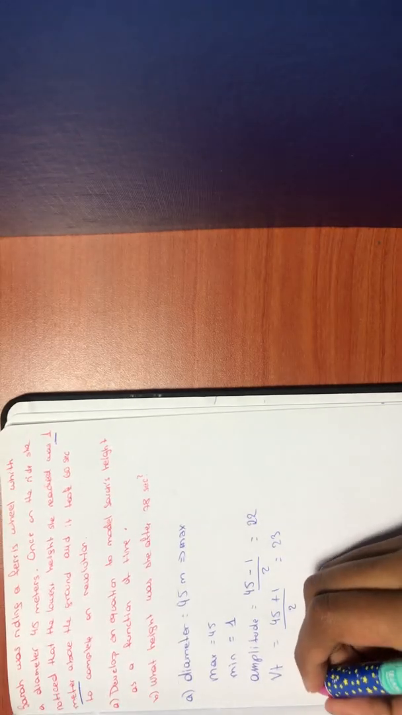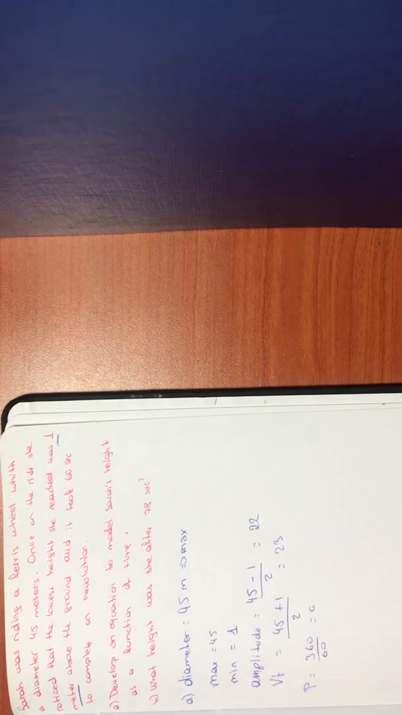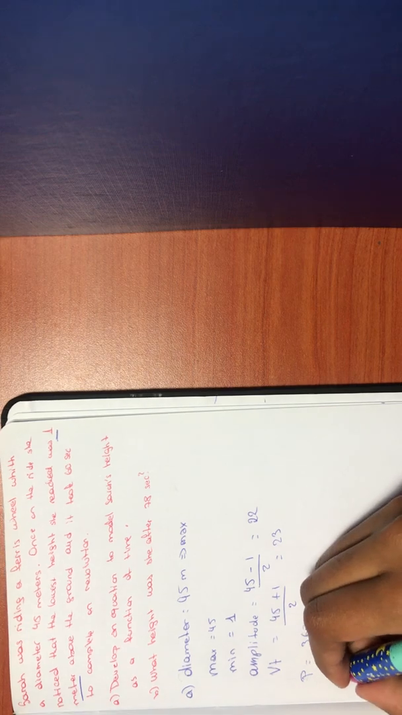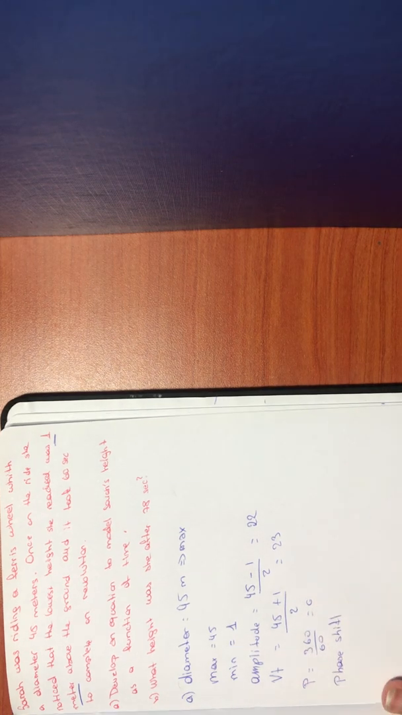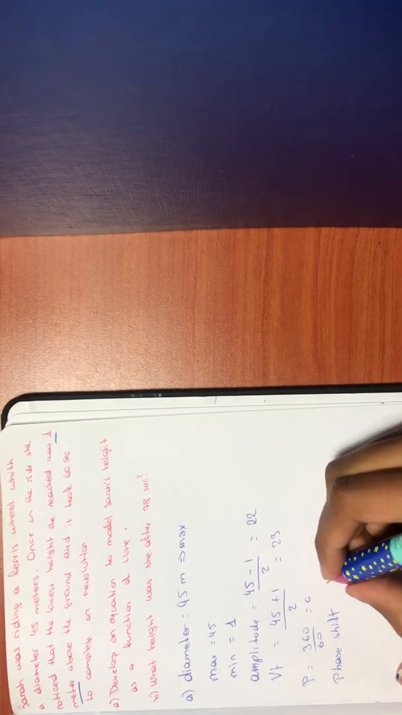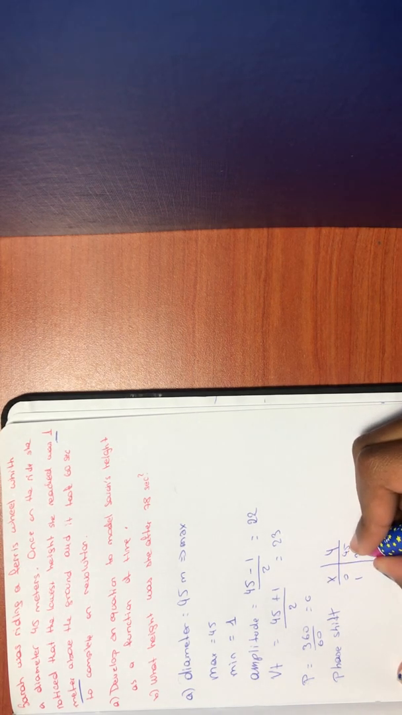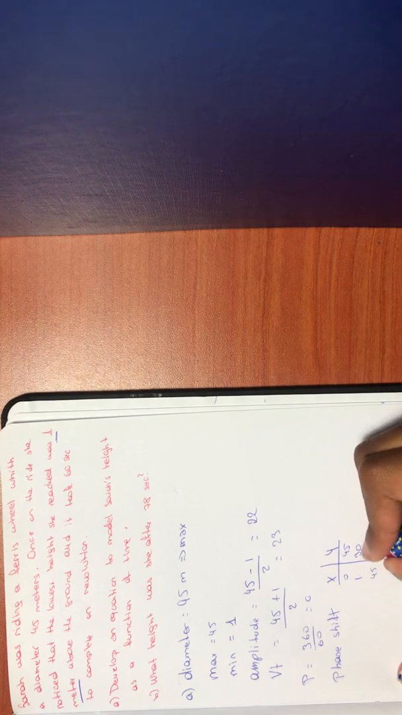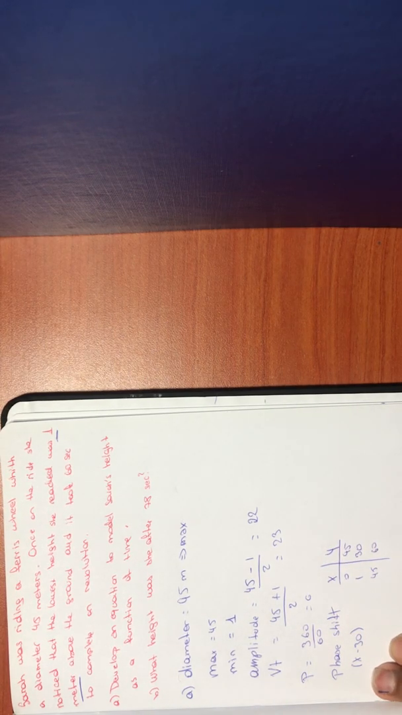I can also find my period with this, even though I don't really need it, which is 360 divided by 60 equals 6. And then with that, I can also find my phase shift. To be able to do that, I need to find the closest number to the vertical translation. So if I do a little table of values right here, I know that at 0 it is going to be 45, at 30, 45, 60. So I concluded that my phase shift should be 30. So I know that in my equation I'm going to have x minus 30.